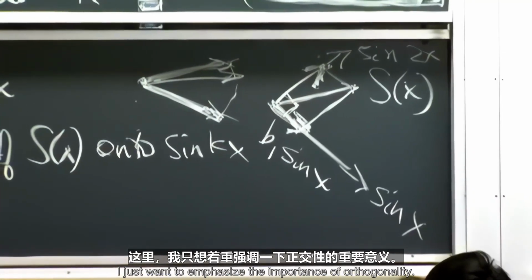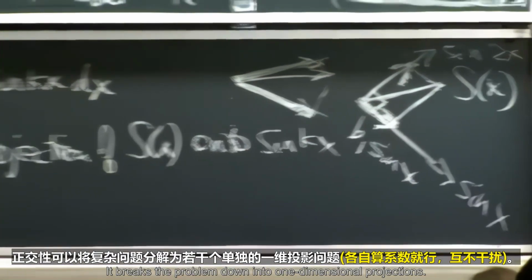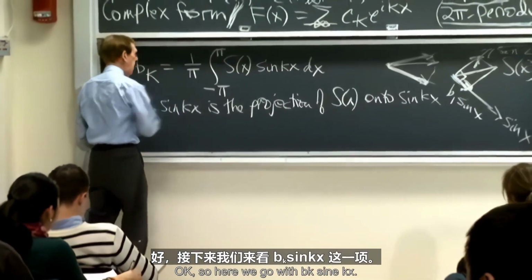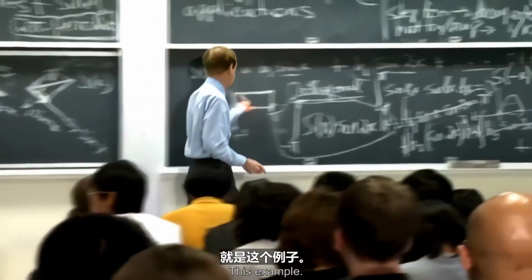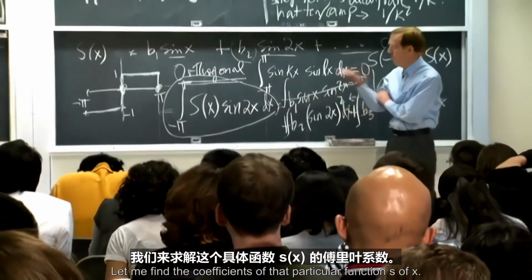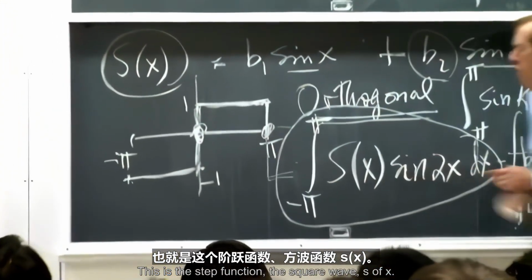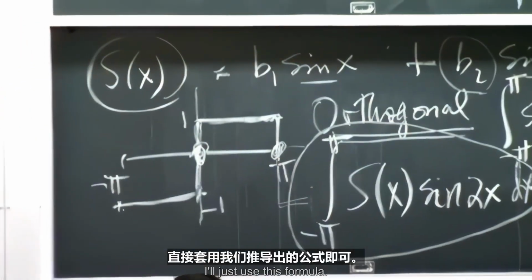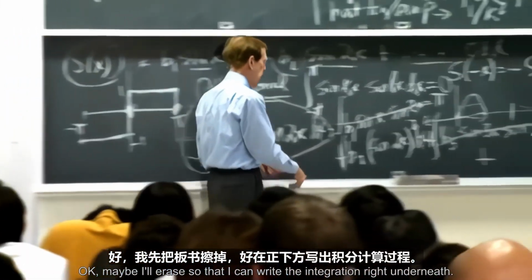I just want to emphasize the importance of orthogonality. It breaks the problem down into one-dimensional projections. Okay, so here we go with bk sine kx. Let me do the key example now. Let me find the coefficients of that particular function S of x. This is the step function, the square wave S of x. Let's find its coefficients. I'll just use this formula. Maybe I'll erase so that I can write the integration right underneath.